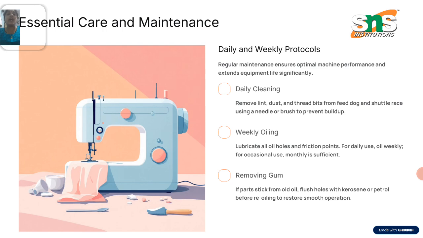Essential care: what we have to take care of is mainly daily and weekly protocols. Daily, clean to remove the dust and everything, and weekly, do regular oiling of the machines, because if there is no oil or the oil level is low, the machine gets jammed and we can't use it further. So we have to oil the machines properly. Remove gummy parts that stick from old oil. If oil stays for a long time, it forms a gummy substance, so we have to remove that also.